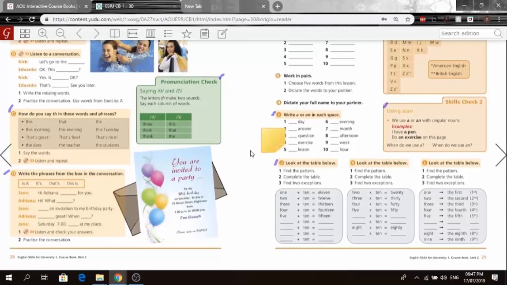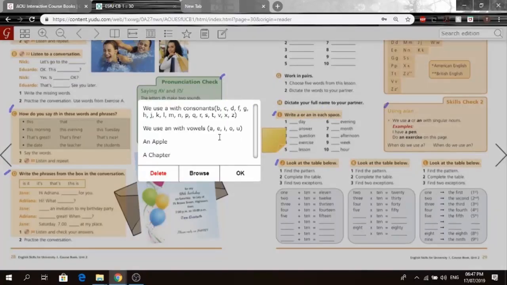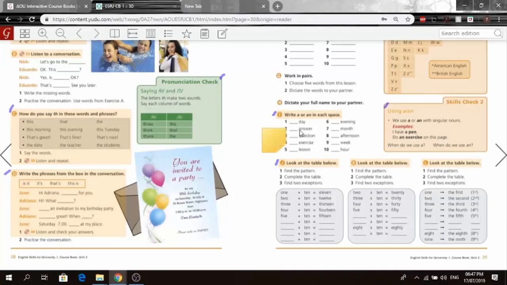Let's kind of move to these exercises here. So write a or an in each space. So number 1 is day, a day, okay, because D is not a vowel, okay? Try to memorize these, by the way. These are really important. So A, E, I, O, U. These are the vowels. Answer. A is a vowel, so an answer. Question. A question, not an question. A question because Q is not a vowel.